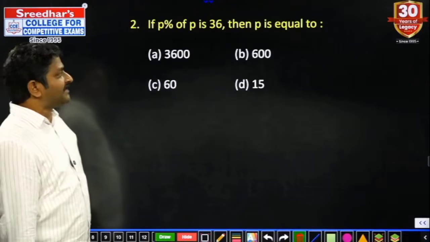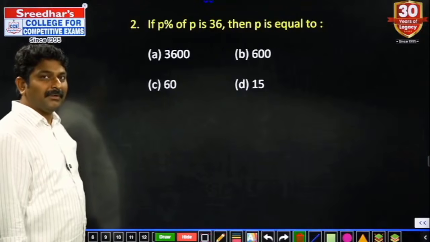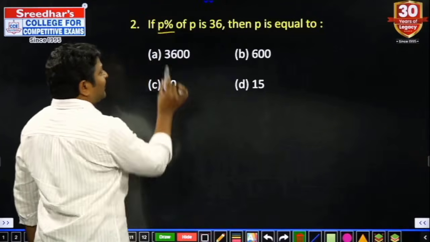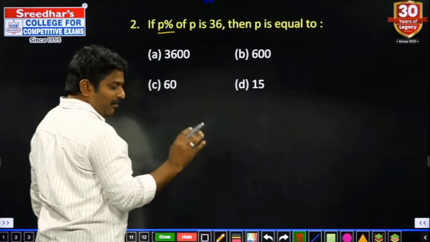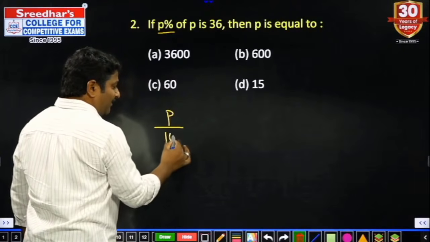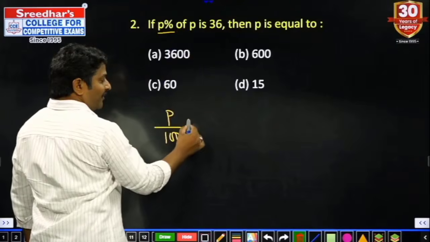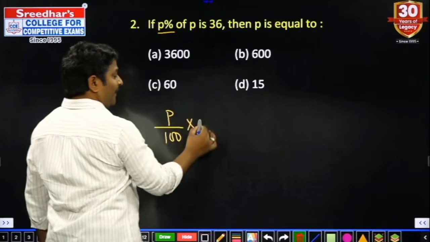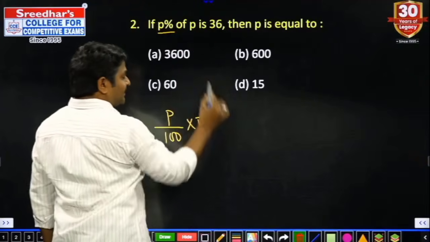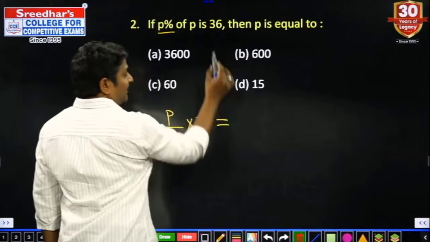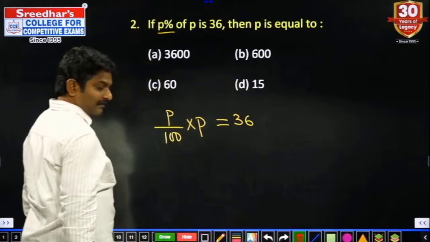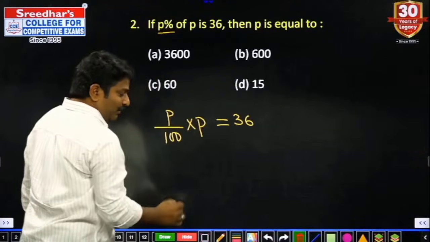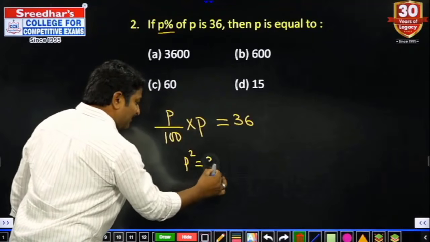P% of P is 36. What is equal to P? Whatever we discussed, the same I am going to use. P%, the symbol is there. I don't want the symbol, remove it: P by 100. Of, according to BODMAS rule, O stands for of, meaning multiplication. P is equal to 36. 100 goes to the right hand side. P square is equal to 3600.